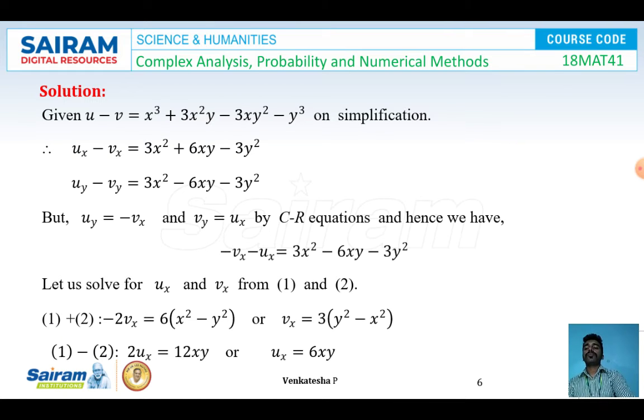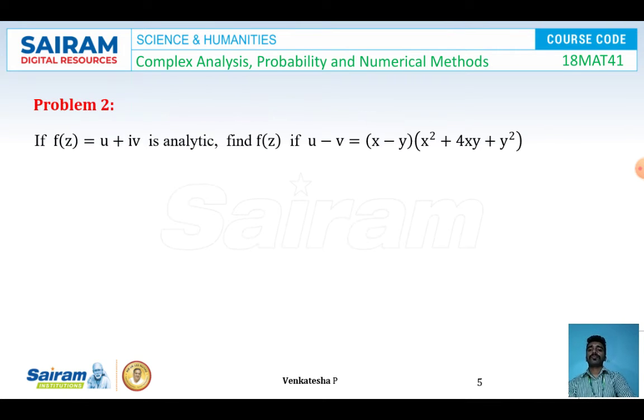Problem number 2. If f of z is equal to u plus iv is analytic, find f of z if u minus v is equal to x minus y into x square plus 4xy plus y square. So this problem also, like the previous problem, we have to follow the same procedure.